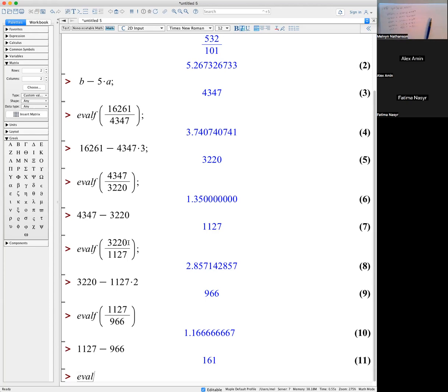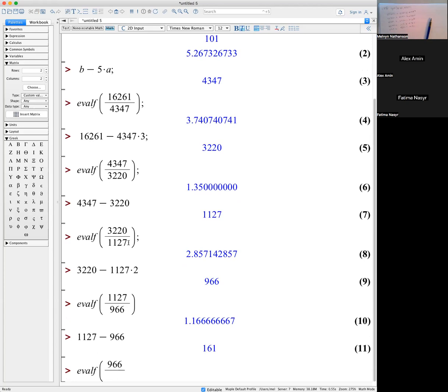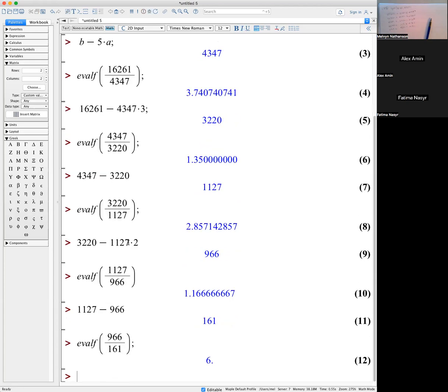And then I take 966 and I divide it by 161, and I get 6 evenly. 966 is 161 times 6. So my GCD is equal to 161.